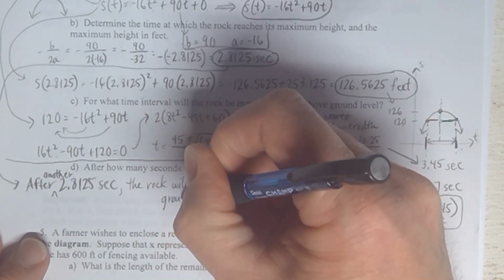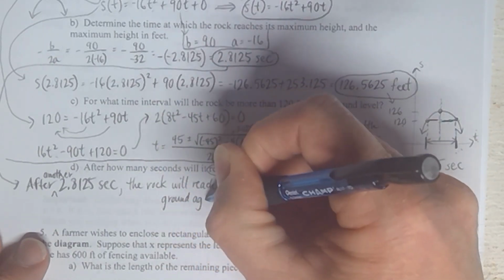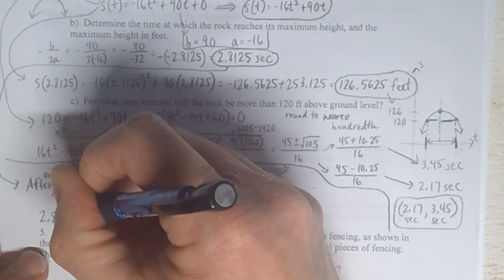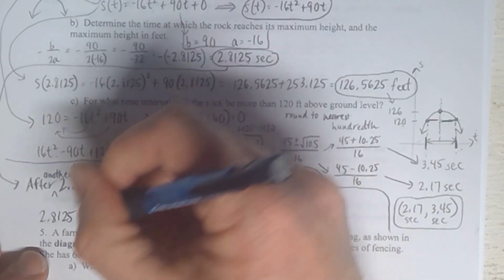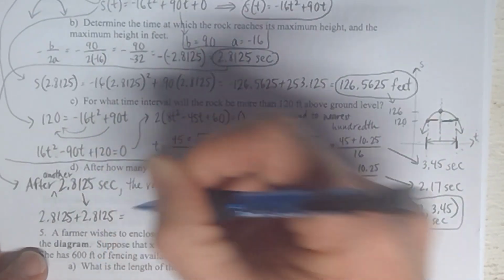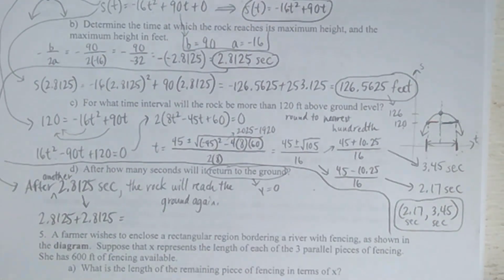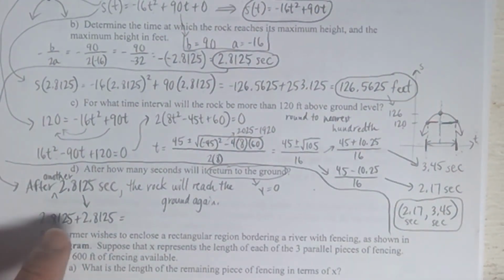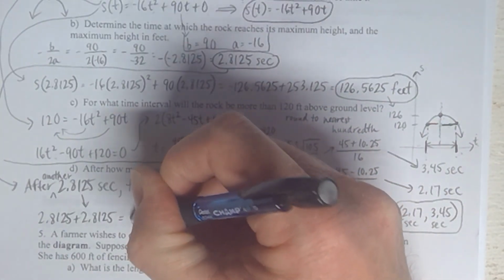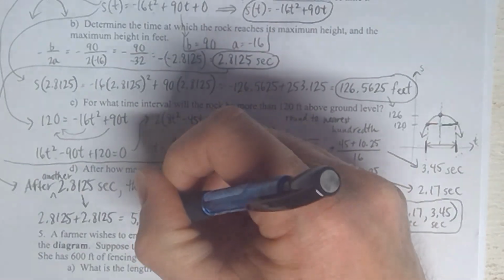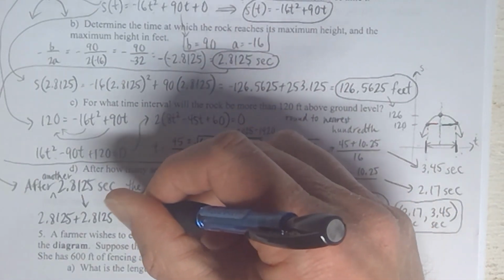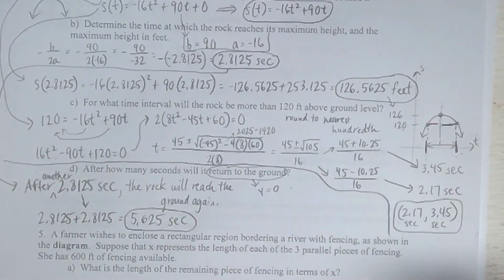Okay, so what does all this mean as far as the final answer? Well, if it took 2.8125 seconds to get to its maximum height, and then it took another 2.8125 seconds to get back down, we just need to add up those two numbers and you got it. So what are those two numbers when they're added together? They are 5.625 seconds. That will tell us when it hits the ground.